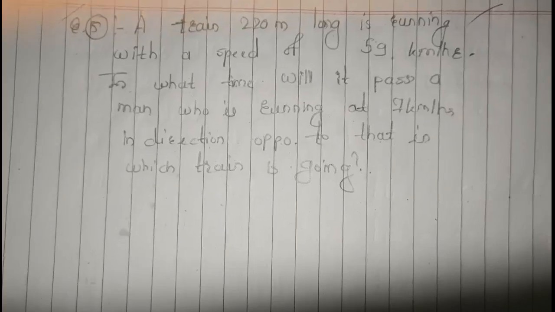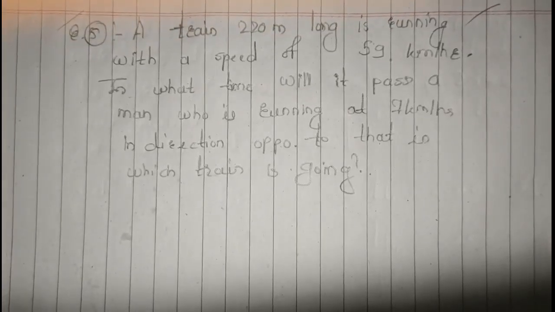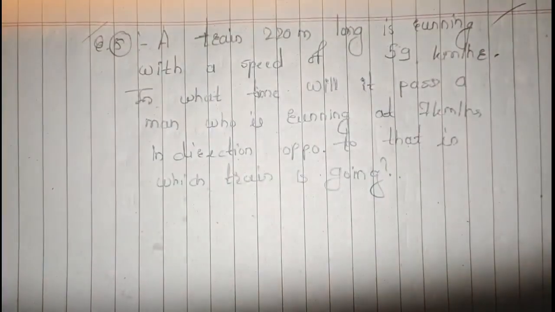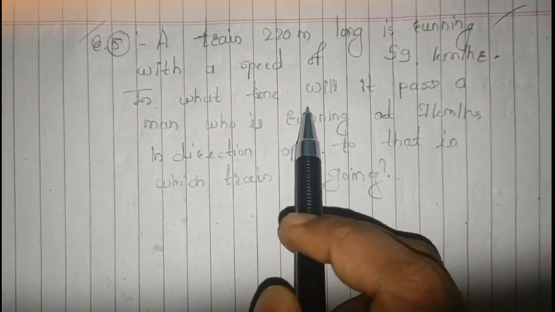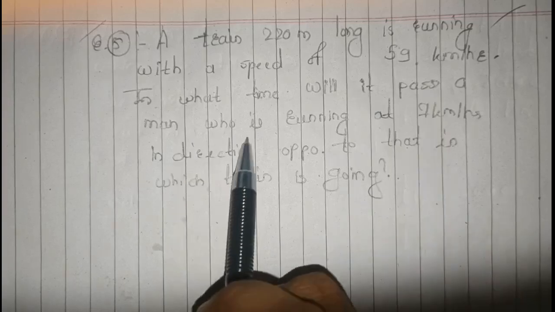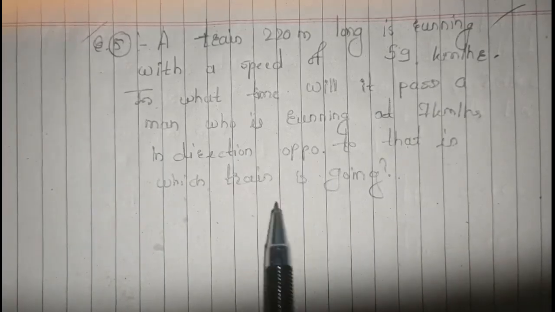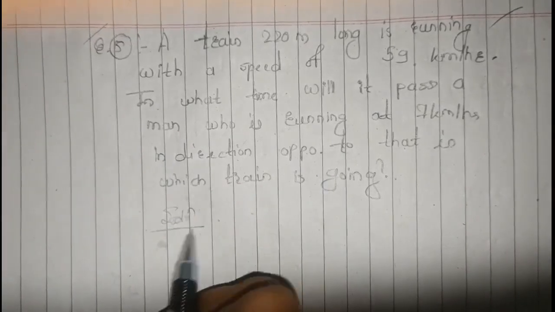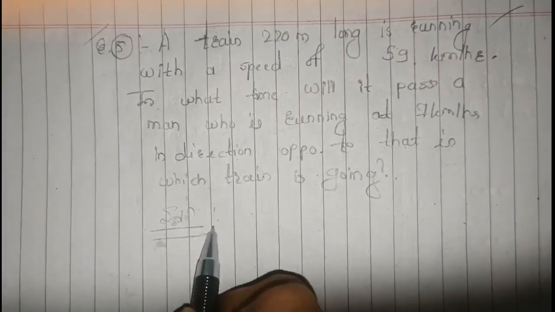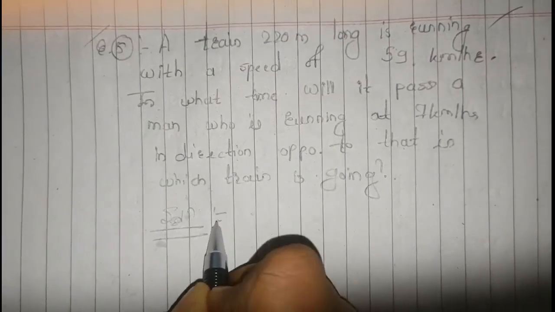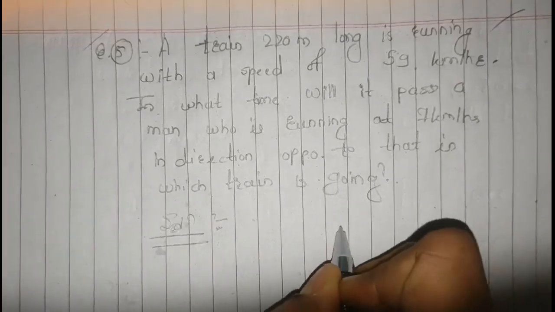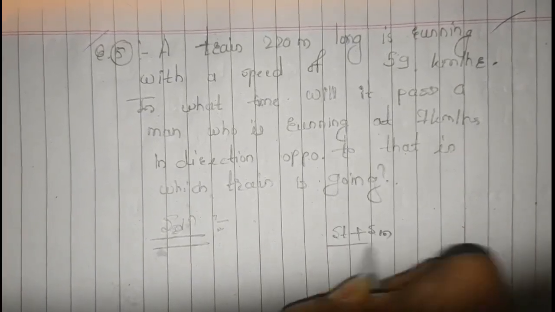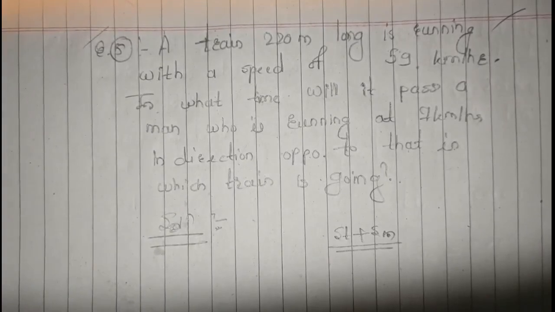So this is our fifth question. Here, a train of 220 meters is running with a speed of 59 km/h, and what is the time required for the train to pass a man who is running at 7 km/h in the opposite direction? The only difference between this question and the previous question is that there the direction was the same, and here the direction is opposite. And as I rightly mentioned, in the case of opposite direction, we will consider our speeds to get added. So this would be our relative speed, and if they are moving in the same direction, their speeds will get subtracted.